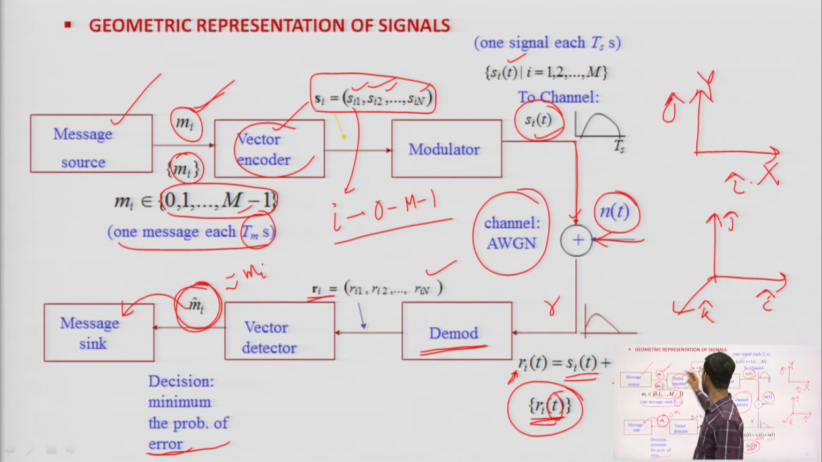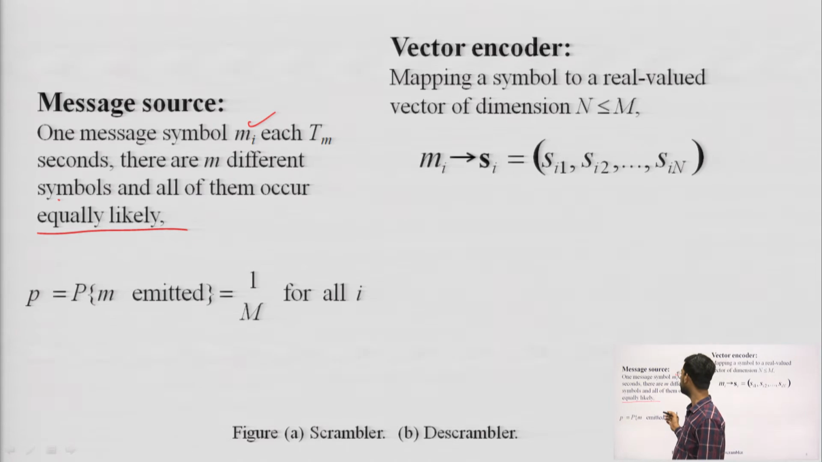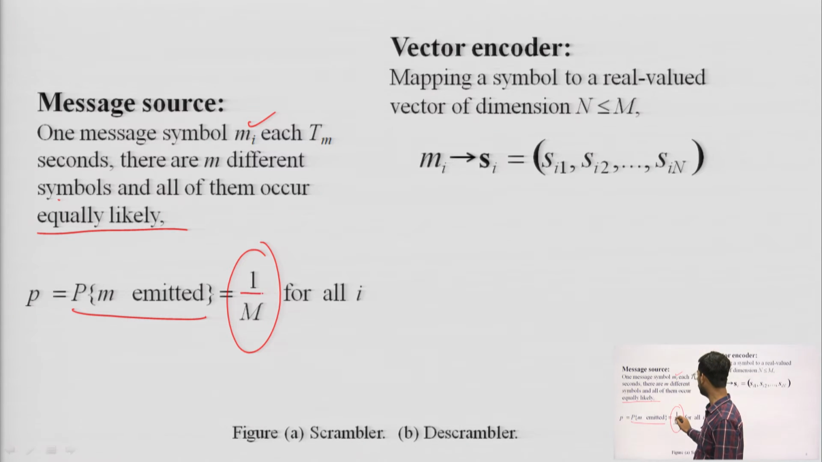This is the flow diagram of the channel, and this is the vectorial representation of the message inputs. The message source is nothing but one message symbol mi in each time Tm seconds. There are m different symbols and all of them occur equally likely. So the probability for each symbol is 1 by m.